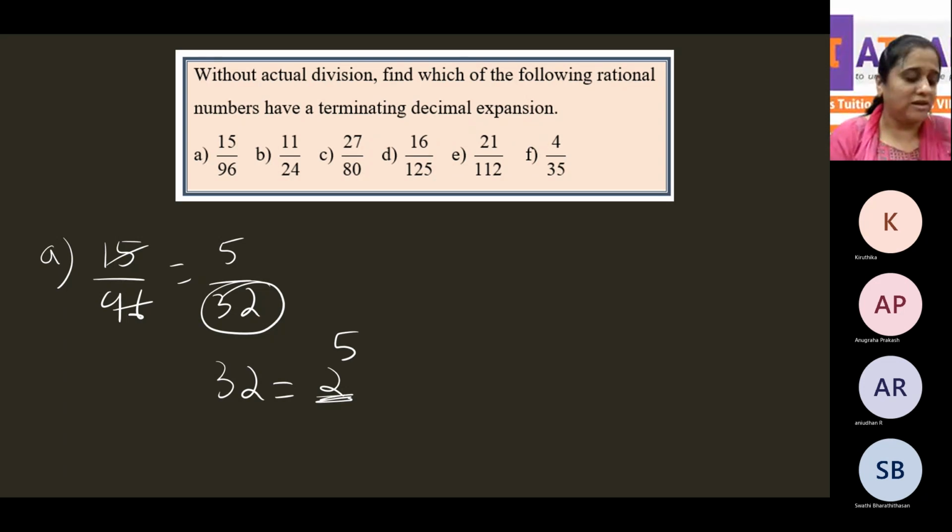So I'm doing it in the calculator. 15 divided by 96. It's not showing it fully here. What is it? 5 by 32, na? 5 divided by 32. Okay.